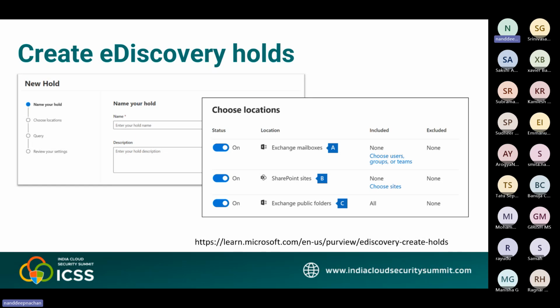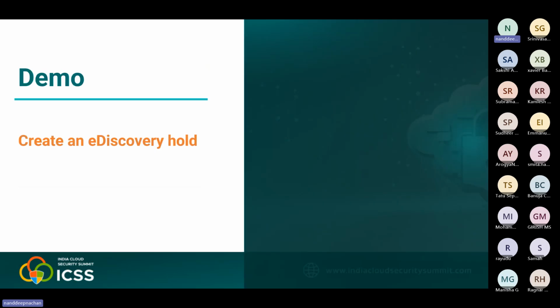And then you can place a hold on the Exchange mailboxes and OneDrive for Business accounts of the people that you are investigating in the case. Okay, so this is how it looks. But maybe let's get into the demo and see how it works in the real world.